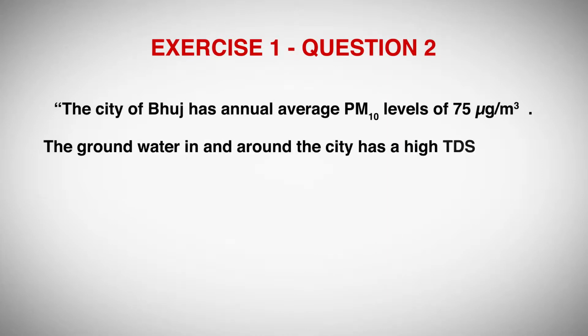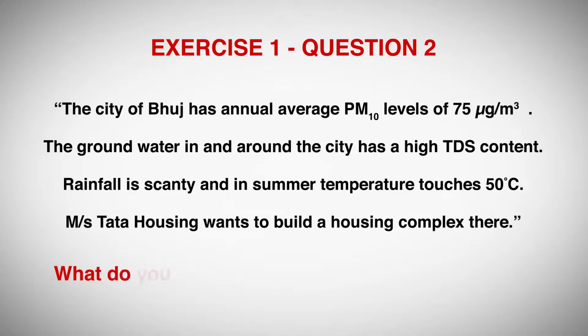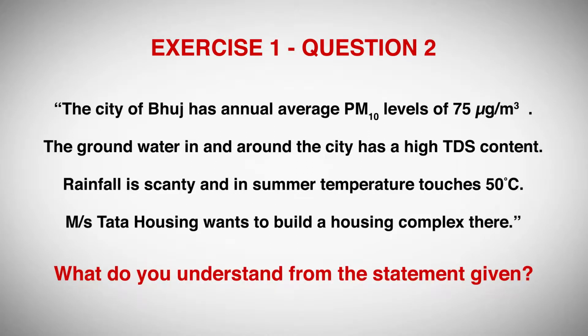So friends, you have some exercises in your modules. I will discuss briefly about these exercises. One of the questions asked was about Bhuj city. We have given you dust levels, TDS content and temperature conditions at Bhuj city, and we have asked you what you understand from the statement given. You must have gone through the various terms and definitions which we have given you in chapter 1. Actually, this question's answer is linked to those, and we have described the baseline environmental conditions here. So this kind of statement reflects baseline environmental conditions.